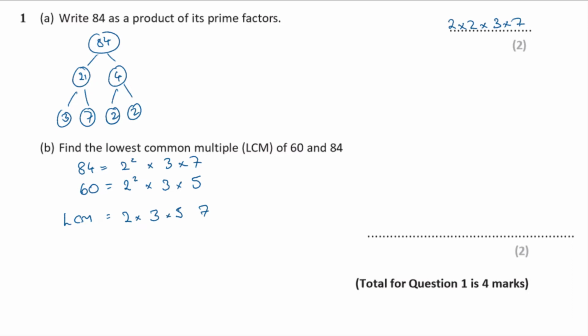Okay, so my LCM is going to be made up of each base to the highest power it appears in either expression. So I've got a 2 squared in both, but all the rest are just single ones. So it's just going to be 2 squared times 3 times 5 times 7.